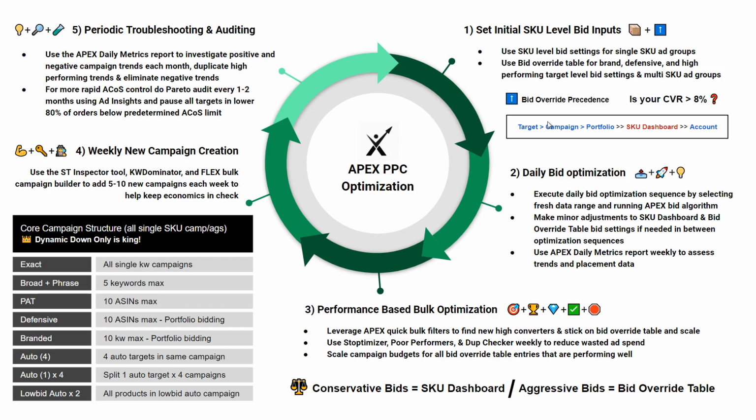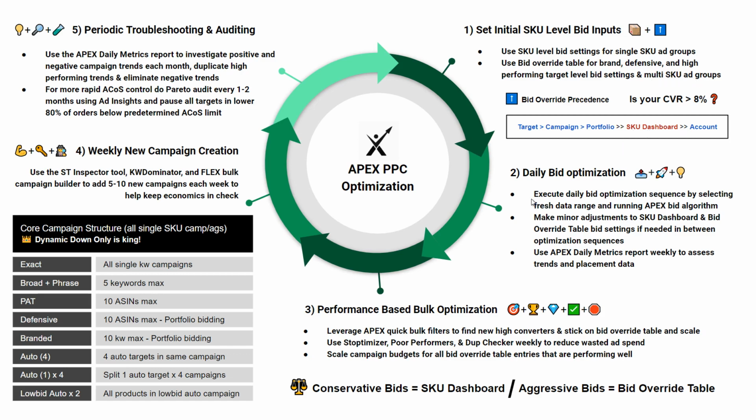Essentially you've got two things: a SKU dashboard, and a bid override table. Anything you put on the bid override table, and you can put targets, campaigns, portfolios, but you can't put ad groups yet, though we may add that in the future. Any of those that you pick off as specific targets, campaigns or portfolios from your bulk file and put on that bid override table is going to take precedence over the SKU dashboard when it comes to bidding.